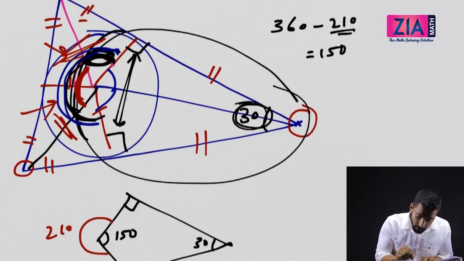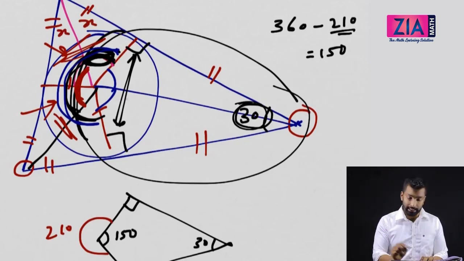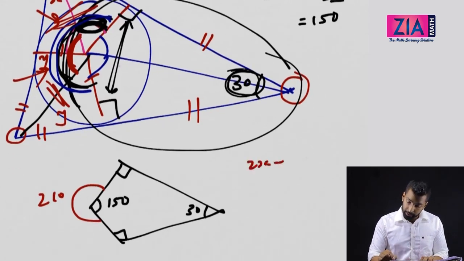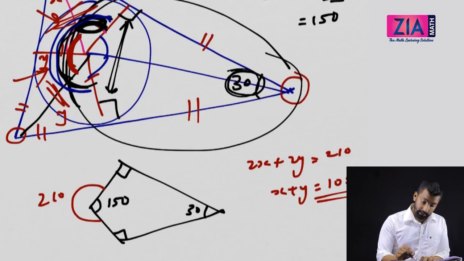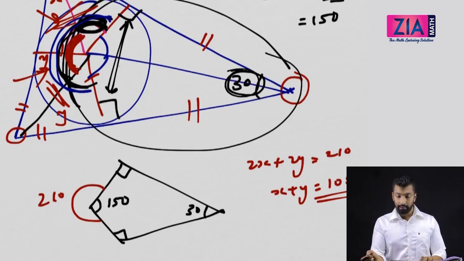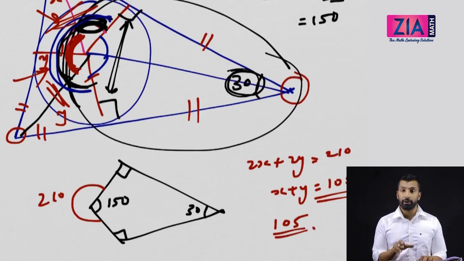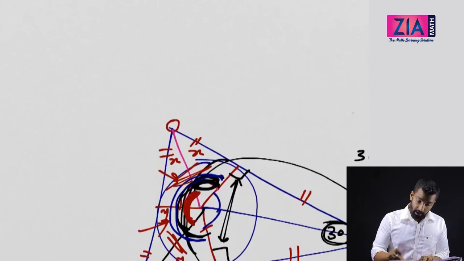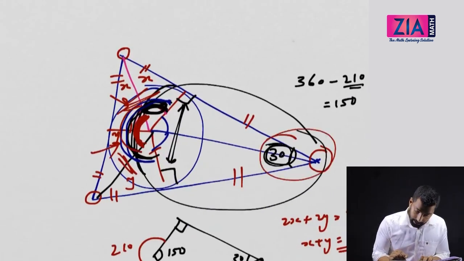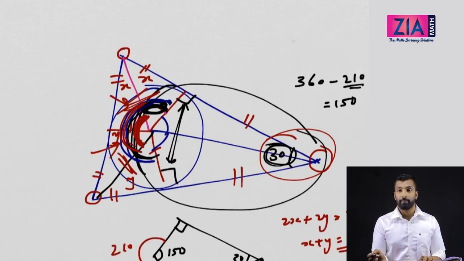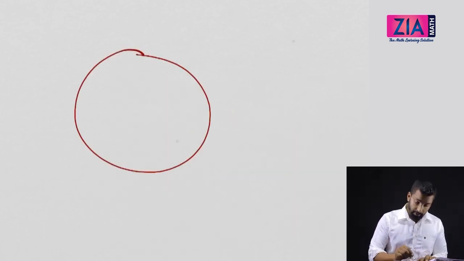So we know this will be equal and this will be equal. Let's mark these two as x and this as y and this as y. So basically 2x plus 2y is equal to 210. So x plus y is equal to 105. So what is this angle? This angle, that is 105, which is supposed to be a very difficult question, but you can solve just like that. So what is given? What is given is this angle only, 30. And what is asked? This angle is what is asked. What is that? 105.